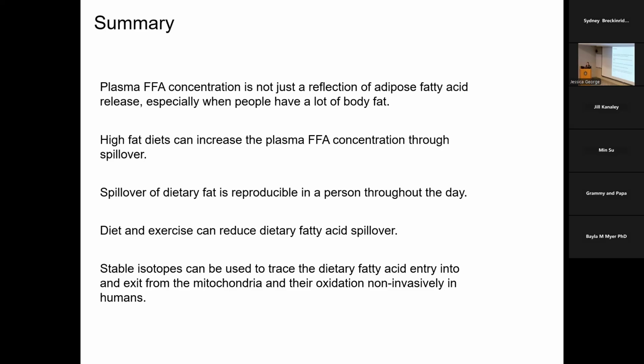The bottom line of all of this is that we eat food that contains fat and it should be stored in our tissues. When it isn't cleared and it ends up in the plasma, it contributes to ectopic lipid in organs that should not be storing fat, like liver or heart.